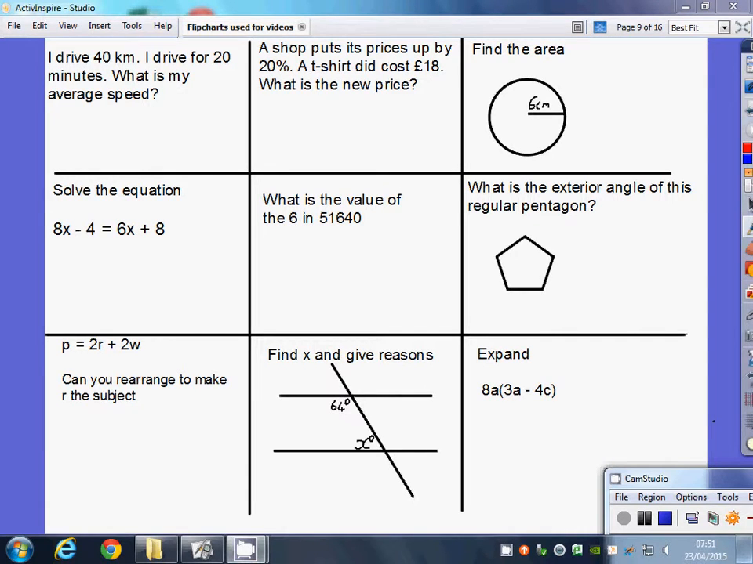Hello again, Year 11. So, not too long at all now until your first GCSE Foundation Maths exam. So it is really important that you're doing as much revision as possible. What I'd like you to do to start with is pause the screen and have a go at all 9 questions.